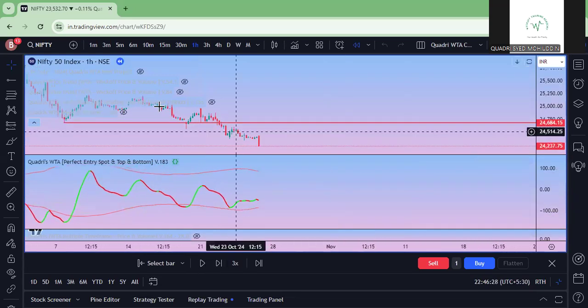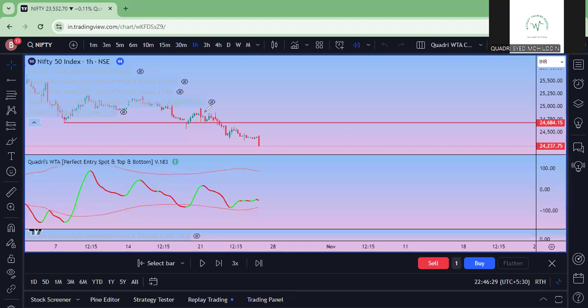Okay. So by far it has given us a breakdown, to some degree a test. Now let's see where it goes, or how many points it goes down. The main purpose of this perfect entry spot is that it will give you a single entry, irrespective of whatever kind of analysis you're doing. This is purely based on Wyckoff price and volume.